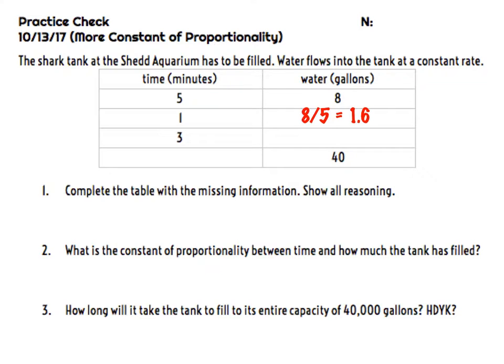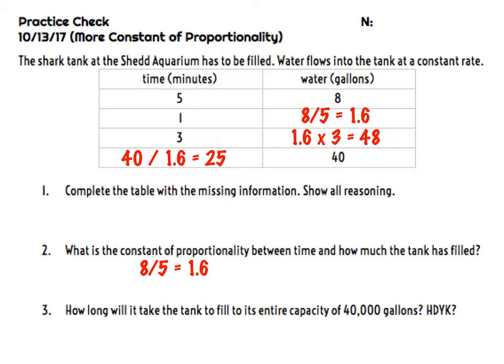So now if I look across the table, getting from 1 minute to 8 fifths gallons, I could multiply that by 8 fifths. That gives me a constant of proportionality of 8 fifths. Doing the same then, below, I can do 3 times 8 fifths, and that gives me 48. And if I were to go back across the table in the other direction, 40 divided by 8 fifths, or 1.6, is 25. And then I could check that by saying, well, if I did 25 minutes times 8 fifths, I would end up with 40. So the constant of proportionality here, going from time to water, is 8 fifths.